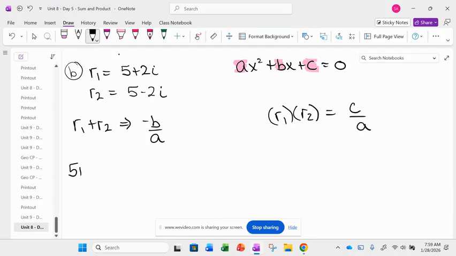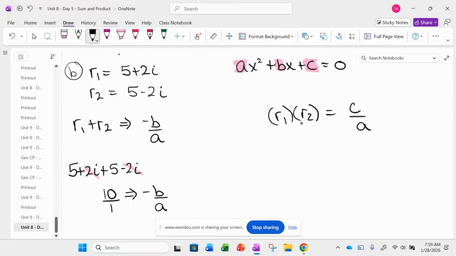So if I have 5 plus 2i plus 5 minus 2i, I have a plus 2i and a minus 2i. What happens there? They cancel. So I'm left with 5 plus 5, which is 10. Do we agree this is a 10 over 1? And that's going to represent negative b over a.